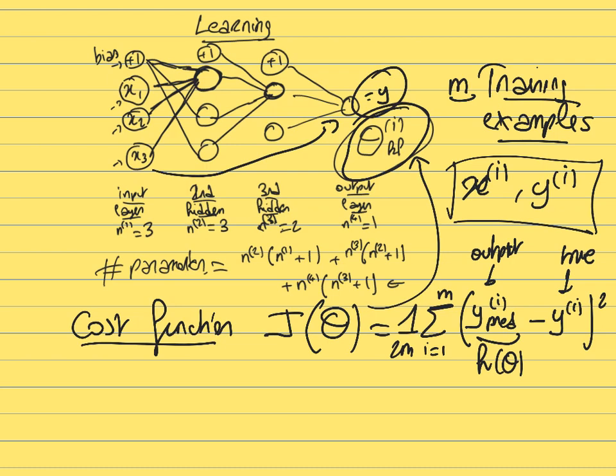Like if this is the error of your model, you do the sum over all the training examples, and you look at how good your model is. If your model is very good, then the training error will be very low. If your model is pretty bad, then the cost function will also be very high. And your goal will be to optimize the value of theta.